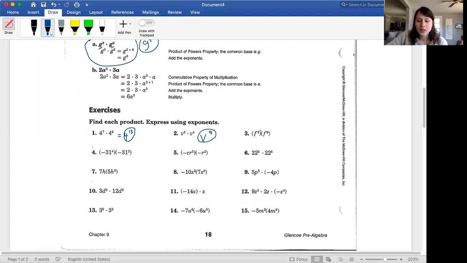Okay. F to the third, F to the ninth, multiplied. Even though it's in parentheses, that really just means that they're being multiplied. So I can do the same idea that I've done before. 3 plus 9 is 12, so F to the 12th power. Okay.